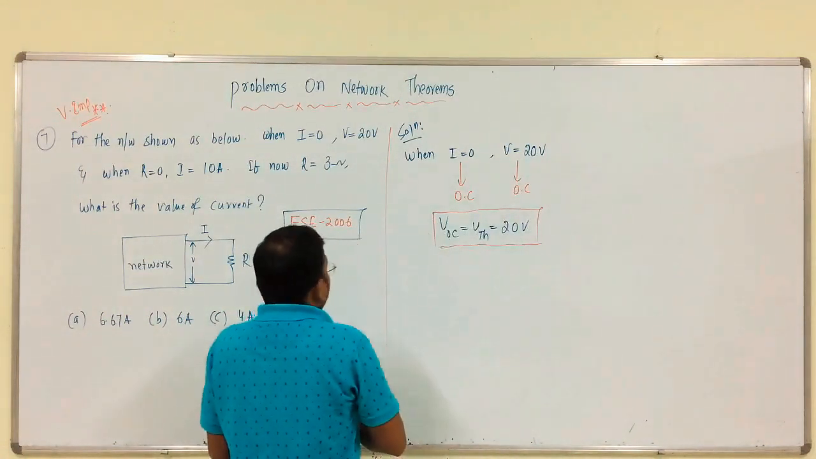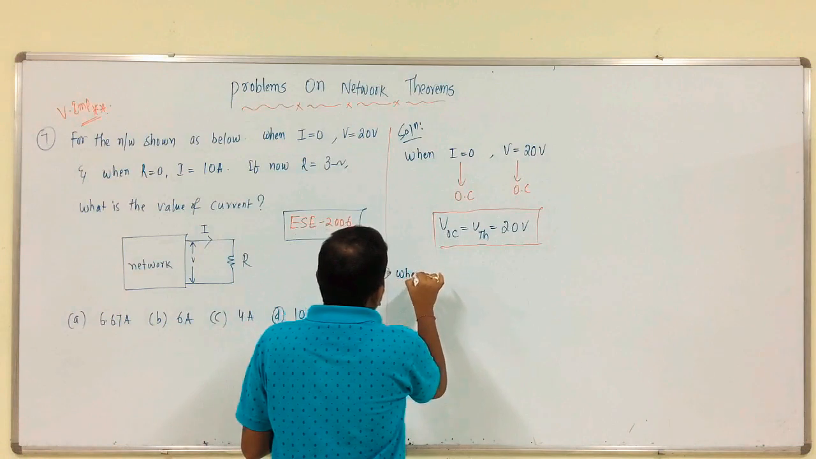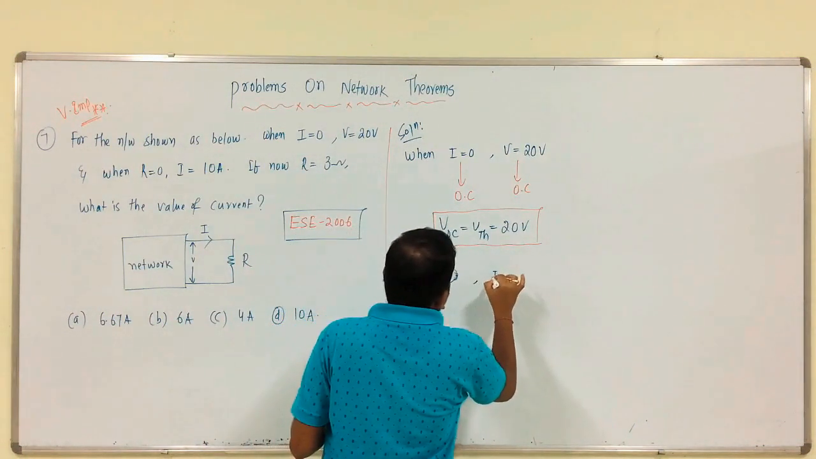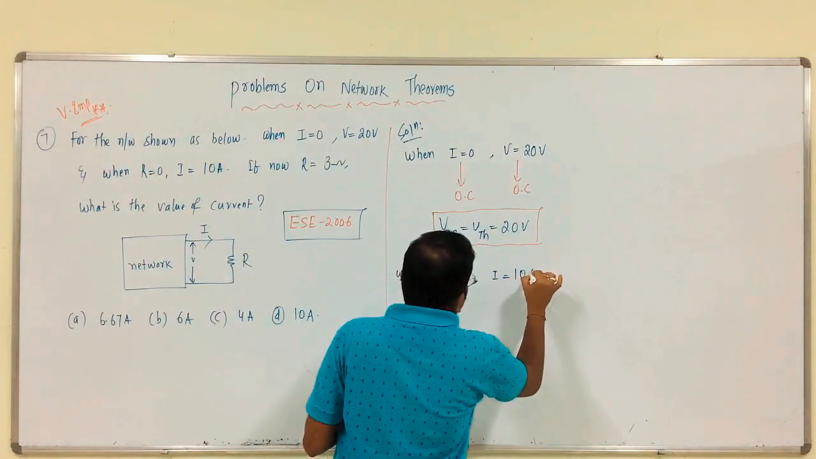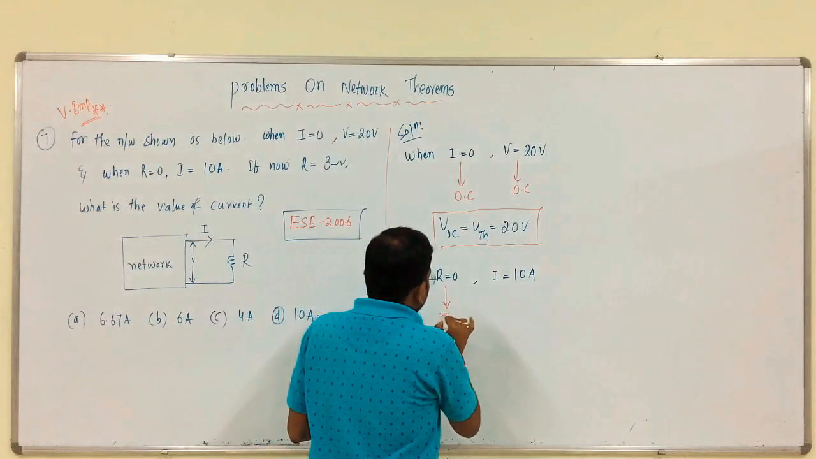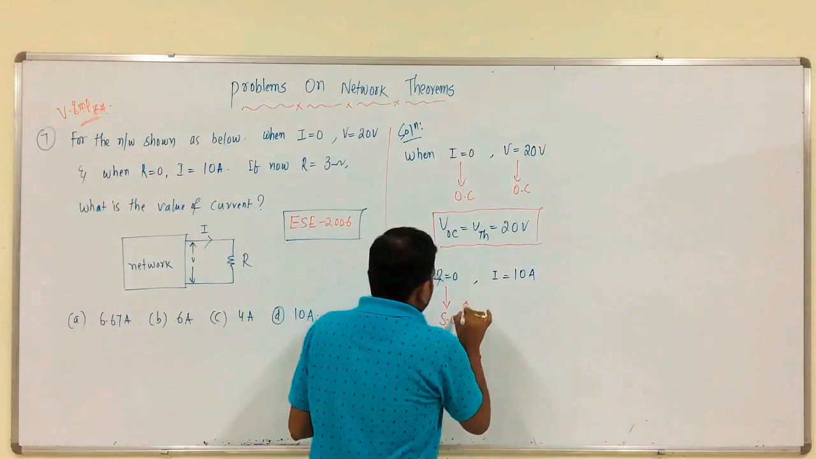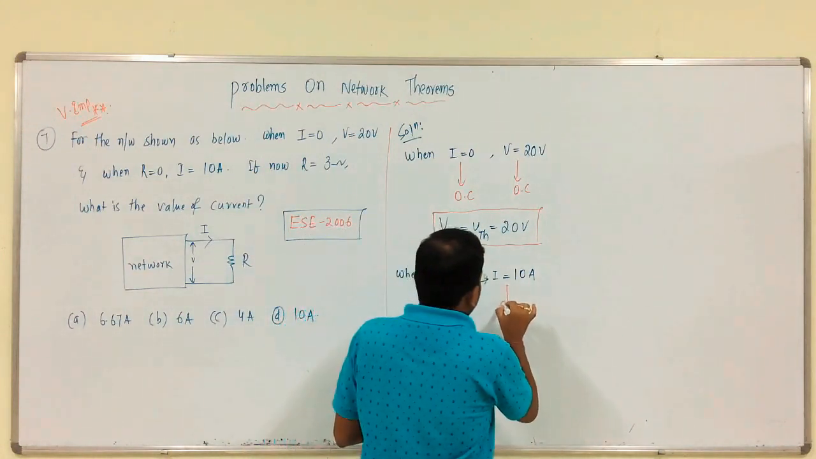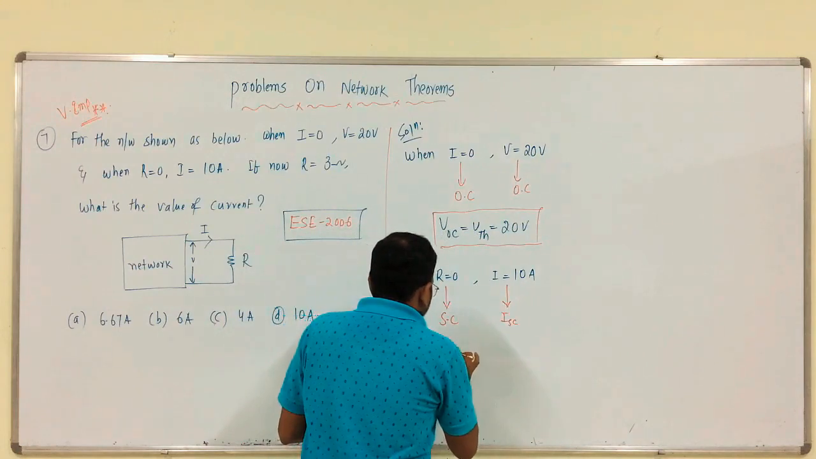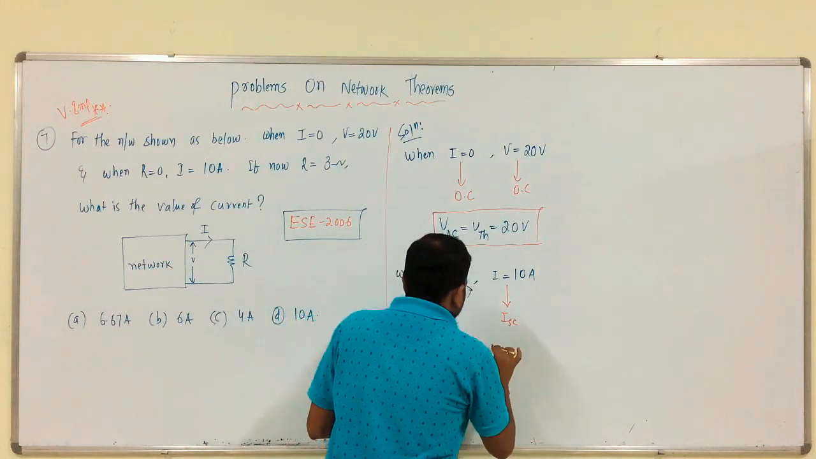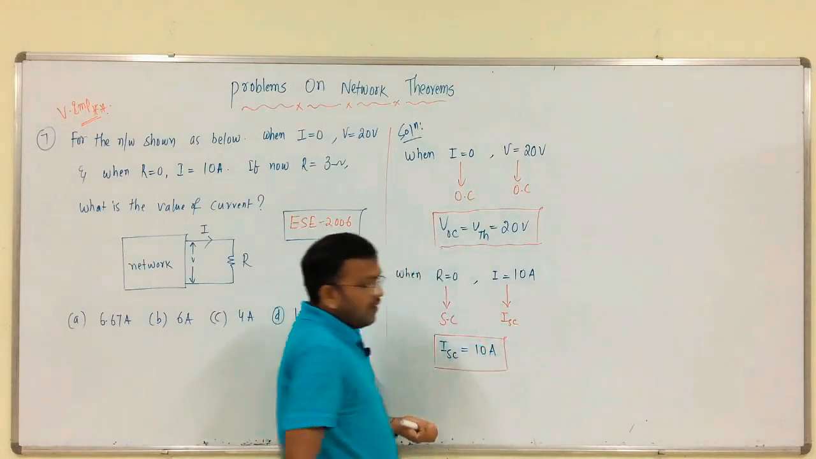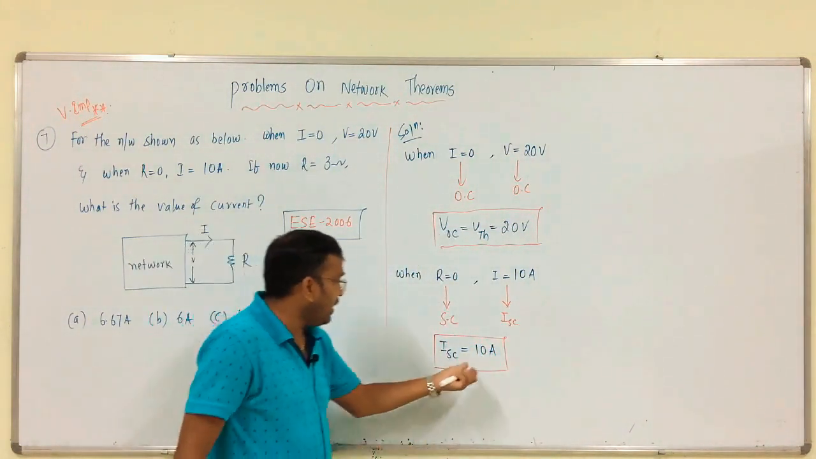Like that, when R is equal to 0, I is equal to what? 10 amps. Then R equal to 0 means what? Short circuit, right? This is nothing but ISC. That is, ISC is equal to 10 amps. Clear? So from the data we have VTH and ISC.